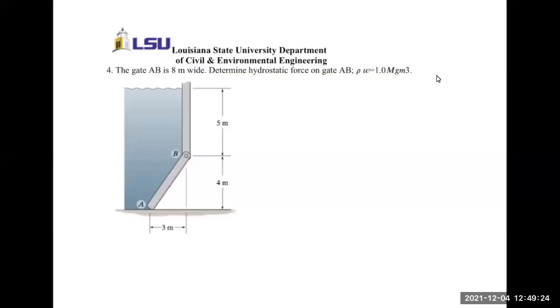Alright guys, so this is problem number 4. It says the gate AB is 8 meter wide. Determine the hydrostatic force on gate AB with a density of water equal to 1 megagram per meter cube.